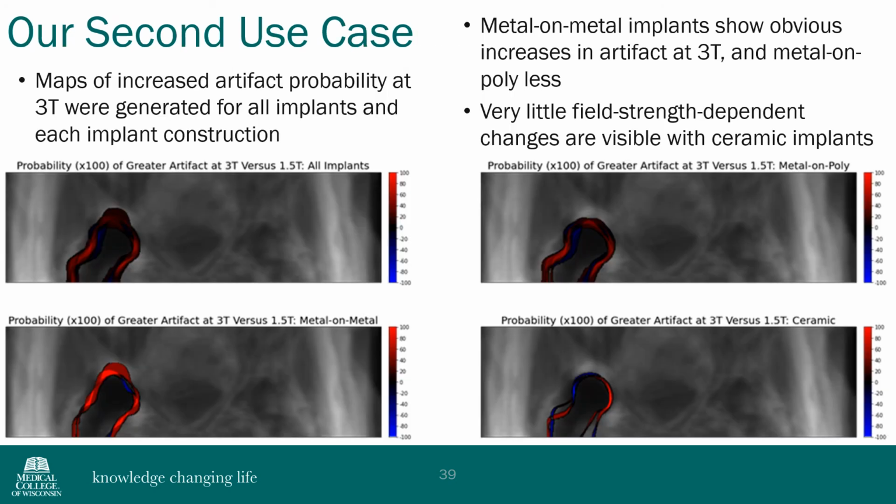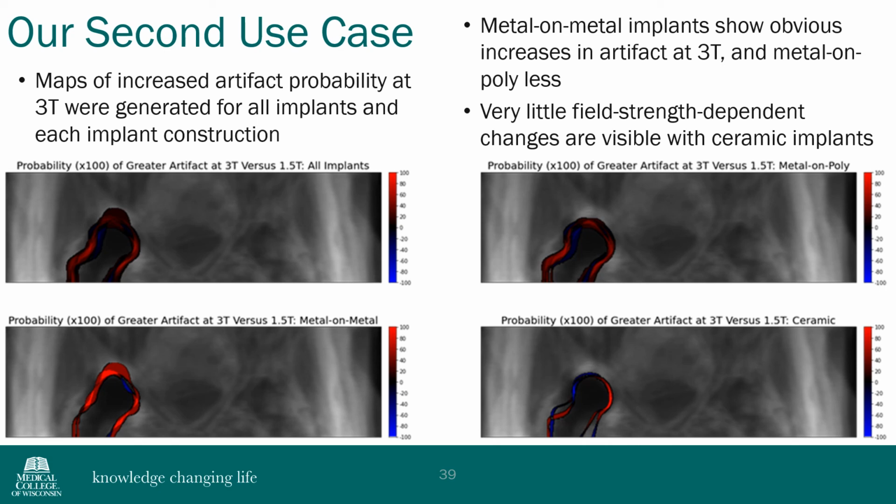With all implants then in that template space, we're able to create probability maps of a given voxel having an artifact associated with the implant in that template space. On the top left, you see the general probability map across all implants of an artifact being greater at 3 Tesla versus at 1.5 Tesla.